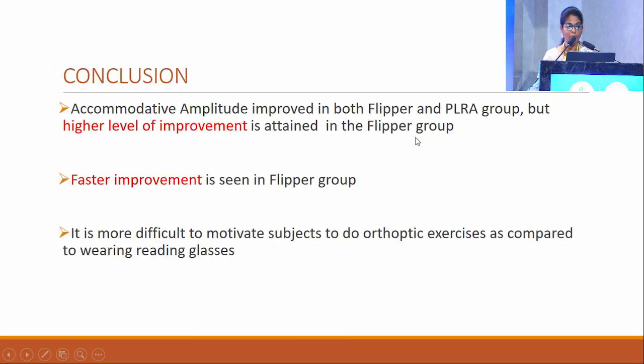Now, concluding this, accommodative amplitude is improved in both the flipper group and the PLRA group, but a higher level of improvement and faster improvement is seen in the flipper group, although it is very difficult to motivate the patients to do all these orthoptic exercises.